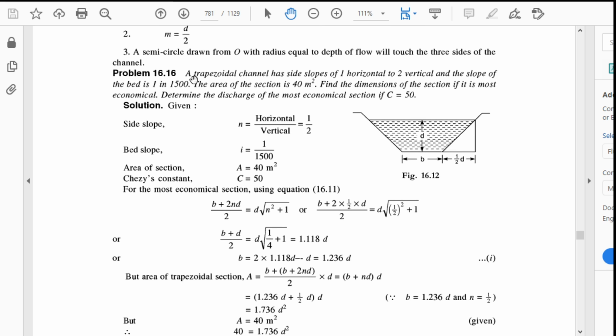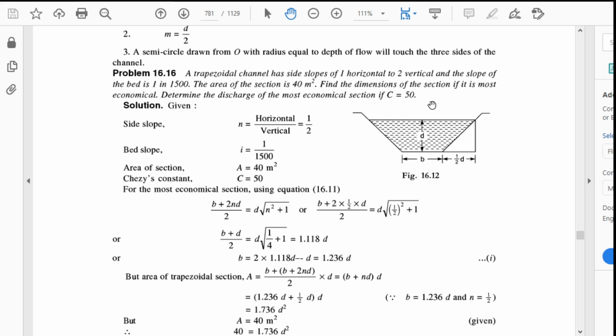First is: a trapezoidal channel has side slopes of one horizontal to two vertical, and the slope of bed is 1 in 1500. The area of the section is 40 meters square. Now find the dimensions of the section if it is most economical. Determine the discharge of the most economical section if C equals 50.